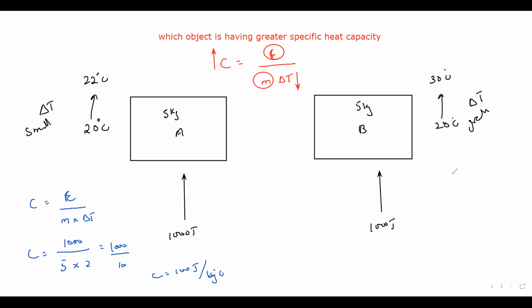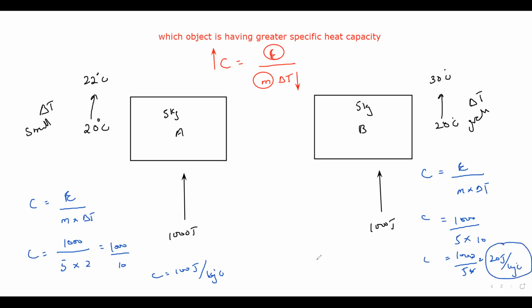But when we calculate for B, the thermal capacity is energy divided by mass into temperature change. So it is 1000 joules. The mass is 5, but the temperature change is 10 here. So when we solve 1000 divided by 50, it will be 20 joules per kilogram degree centigrade. So you can clearly see that B is having a smaller specific heat capacity than A.